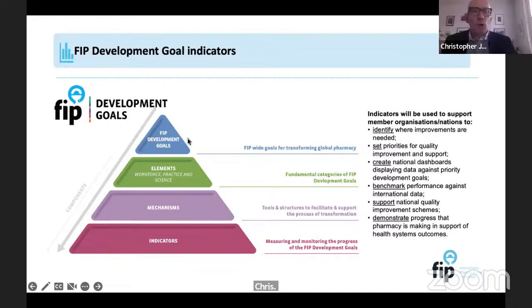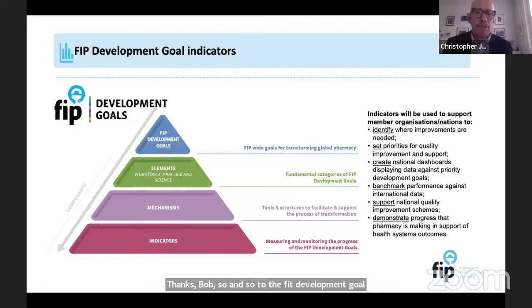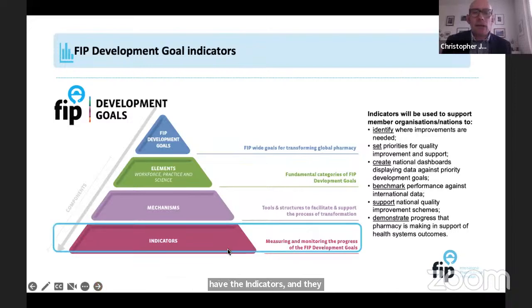Thanks, Bob. So to the FIP development goal indicators, I mentioned earlier that we have the FIP development goals that are really split into the elements of workforce, practice and science, and they're the fundamental categories of the development goals. Under those, we have the mechanisms, which are tools and structures to facilitate and support the process of transformation towards the development goals. And then underneath that, at the bottom of the pyramid, we have the indicators. And they are really about measuring and monitoring the progress towards the development goals.